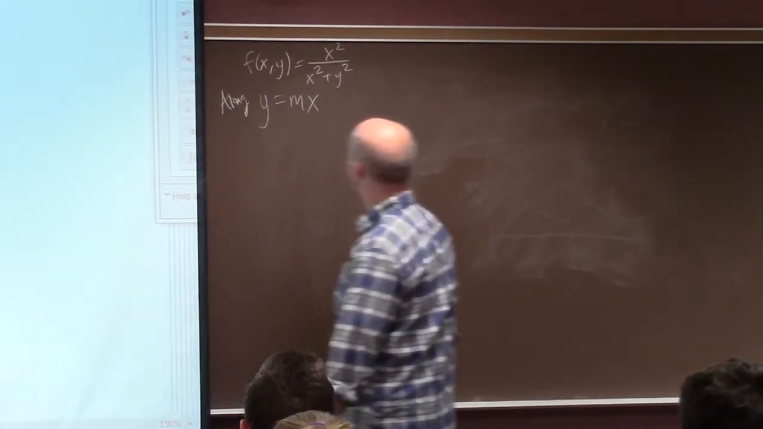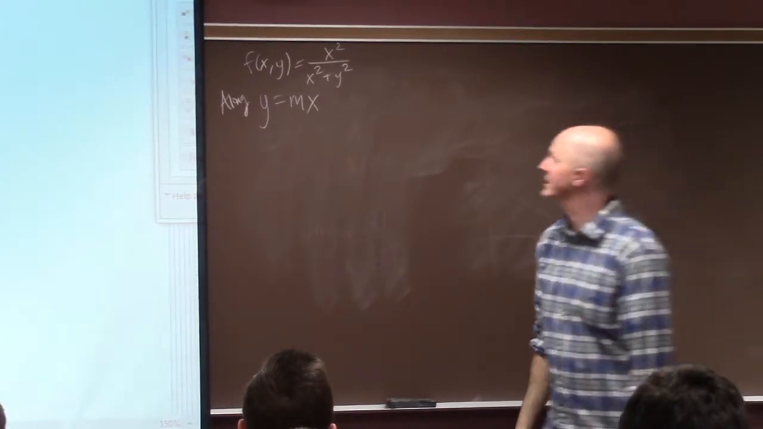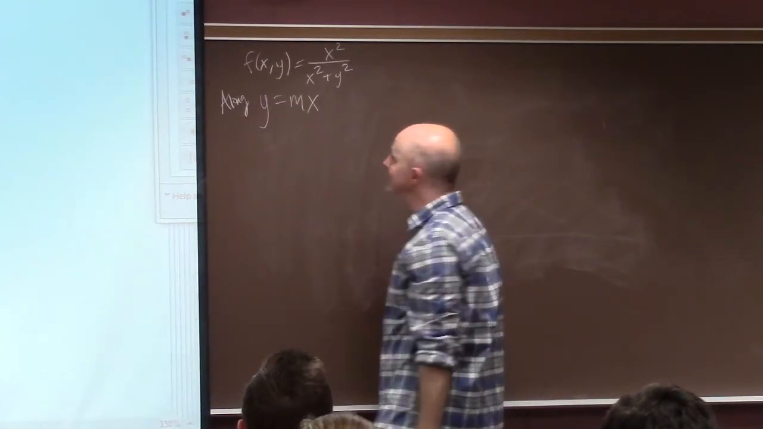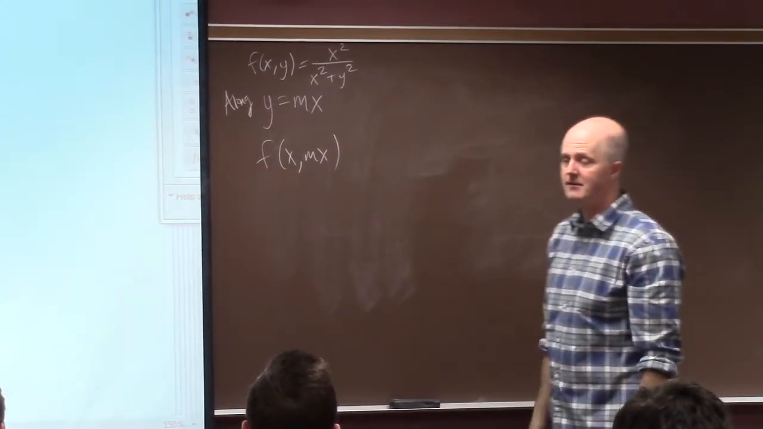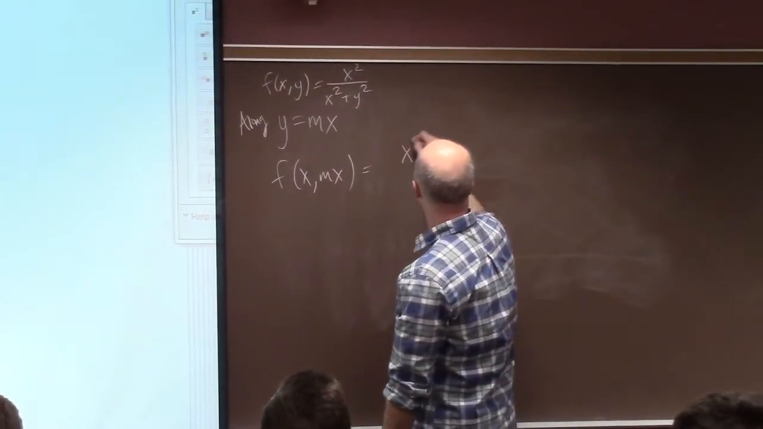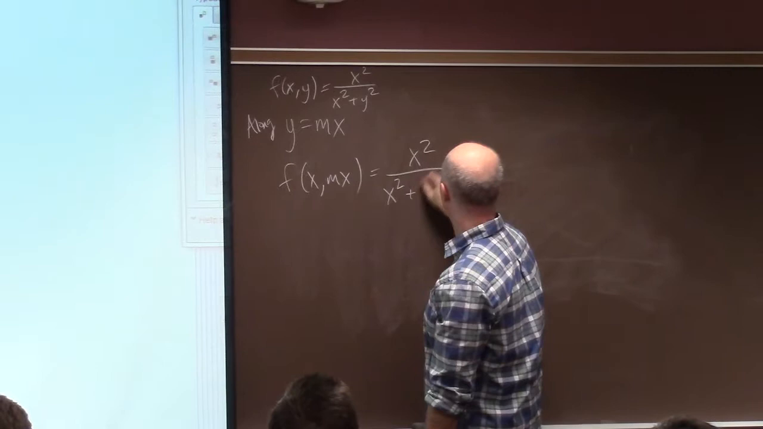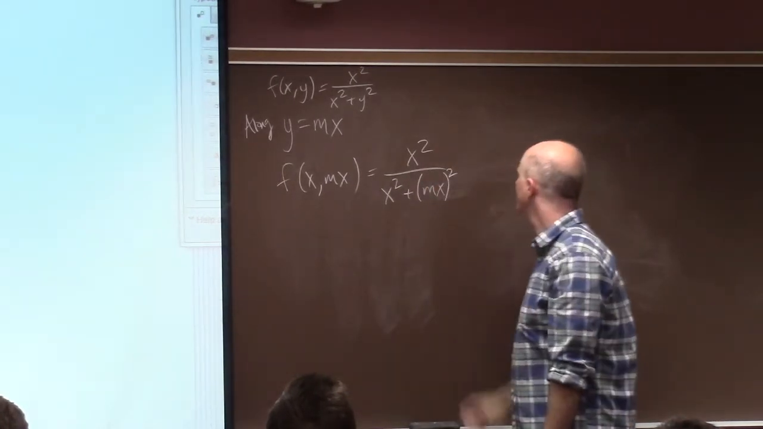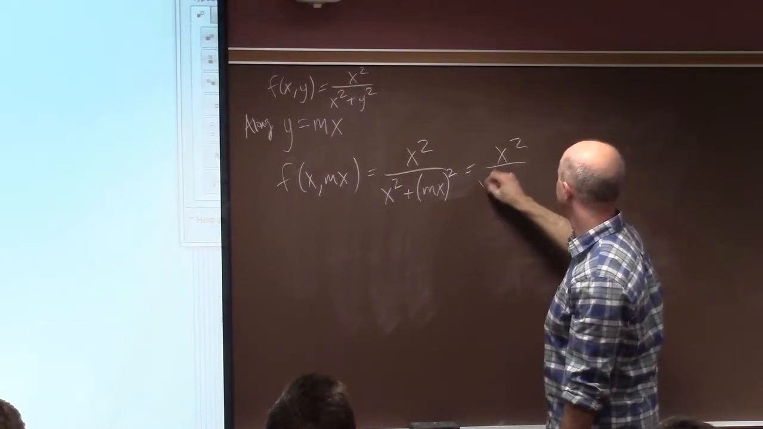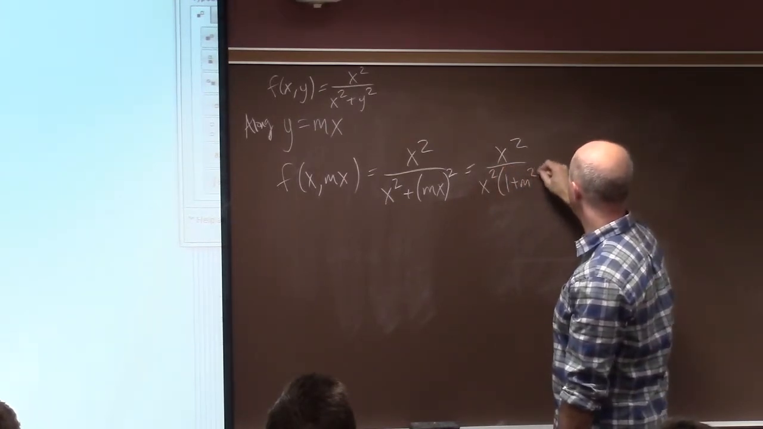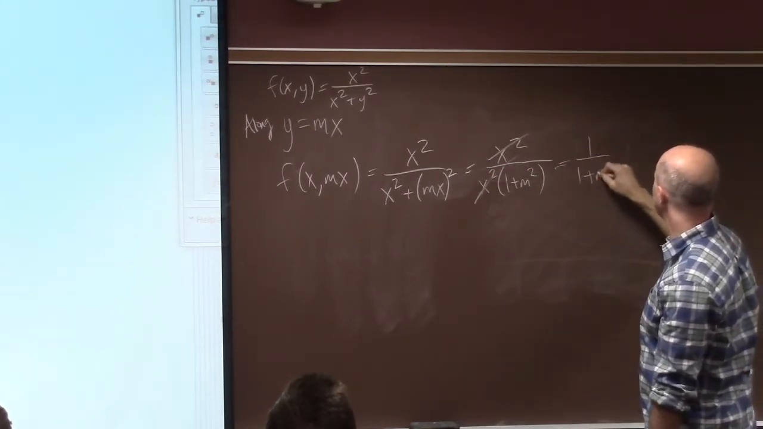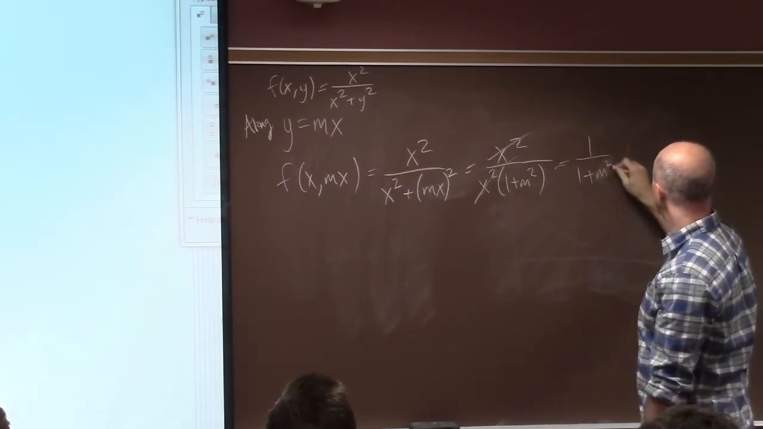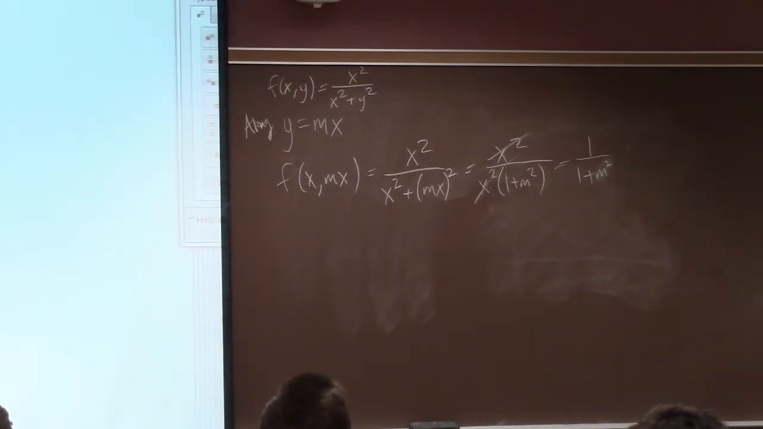Along a line through the origin of slope m, what happens to the function? What you can do is replace the y with mx. To really get a function of just x, think of the m as constant. What is that function? Replace y with mx. What do you get? Well, as long as x is non-zero, you're going to get 1 over 1 plus m squared, which, if m is fixed, is a constant, but different constants for different values of m.